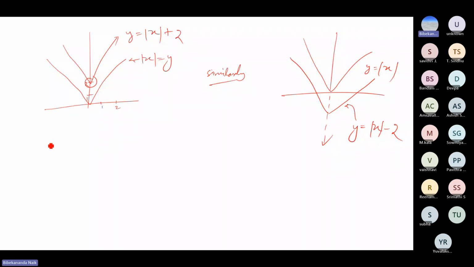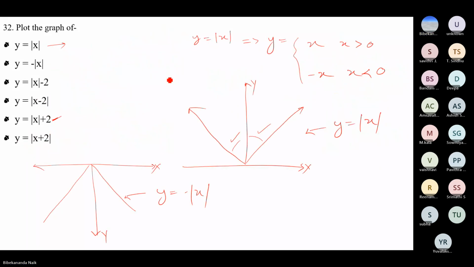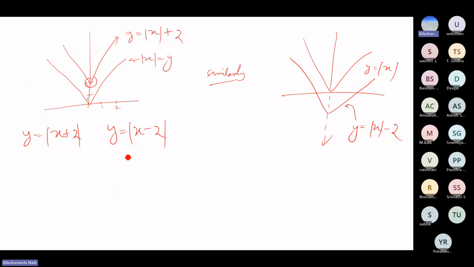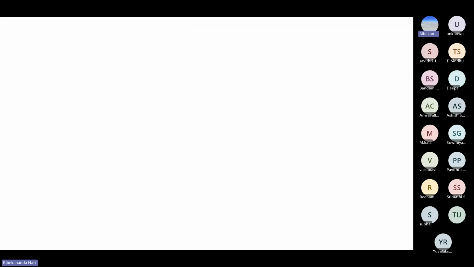Again, suppose y equal to |x + 2| and y equal to |x - 2|. Here you can see initially it was |x|, and we shifted the value of y because the value of y is shifting. But here, as you can see, we are shifting the value of x because the whole is mod. So here x is x - 2 and here x is x + 2.